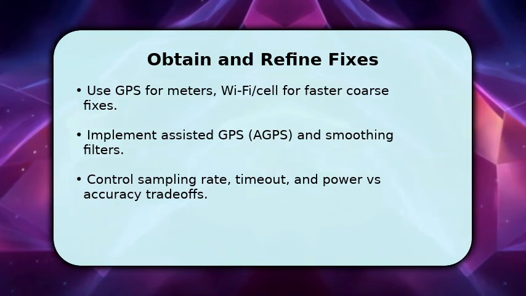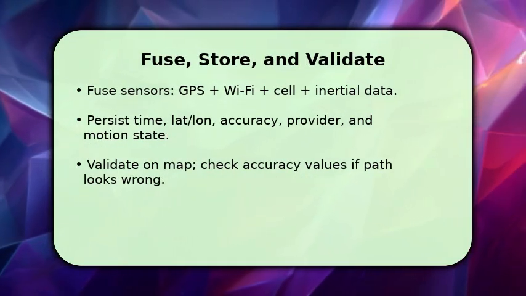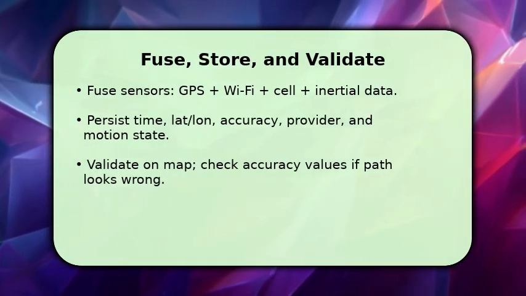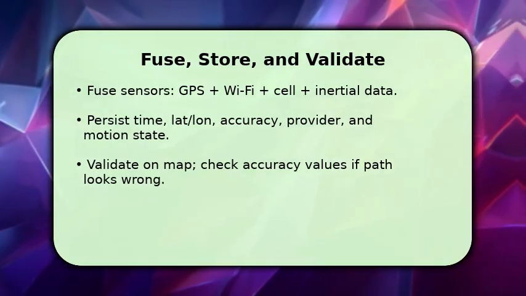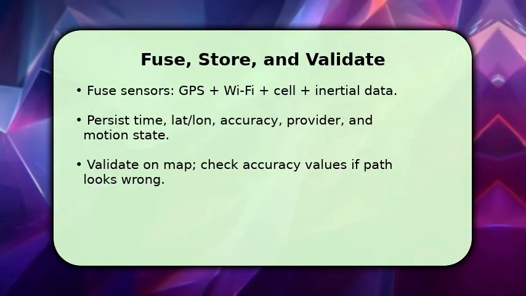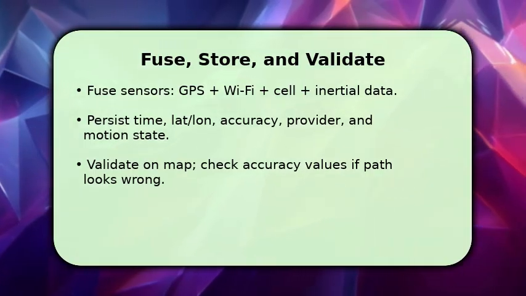You finish by fusing validated samples into a single track. Combine GPS, network positions, and device motion sensors to fill gaps and reject outliers. Next, persist records with lat/lon, timestamp, accuracy, provider, and inferred speed so you can replay or analyze later.